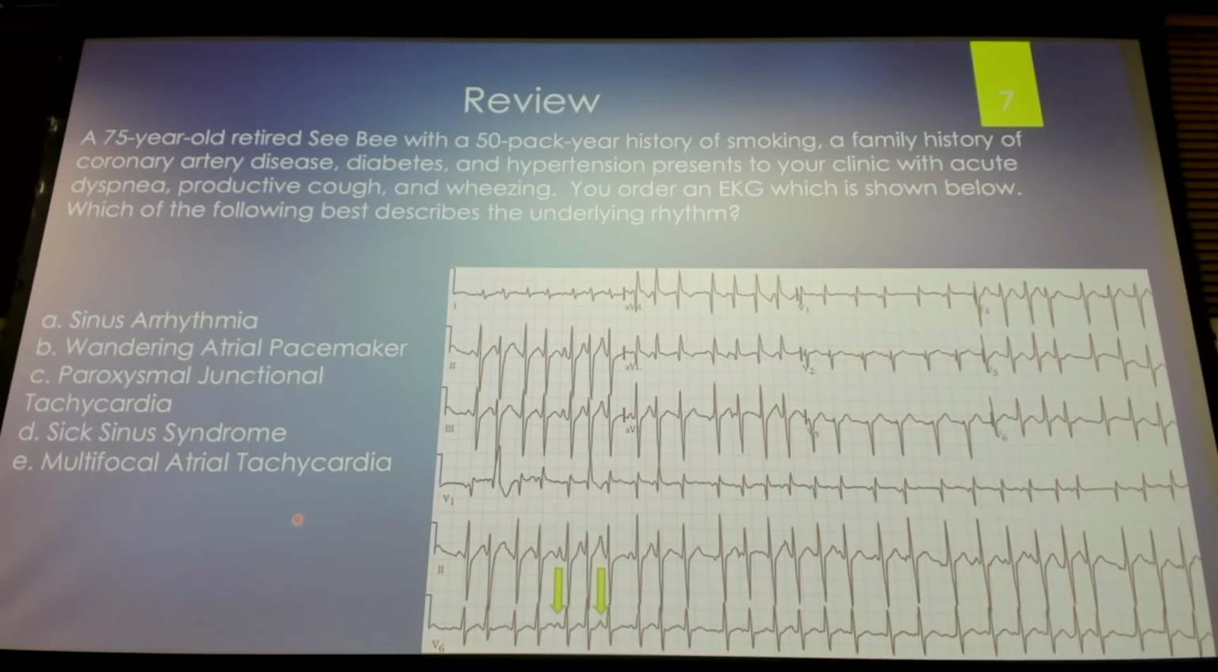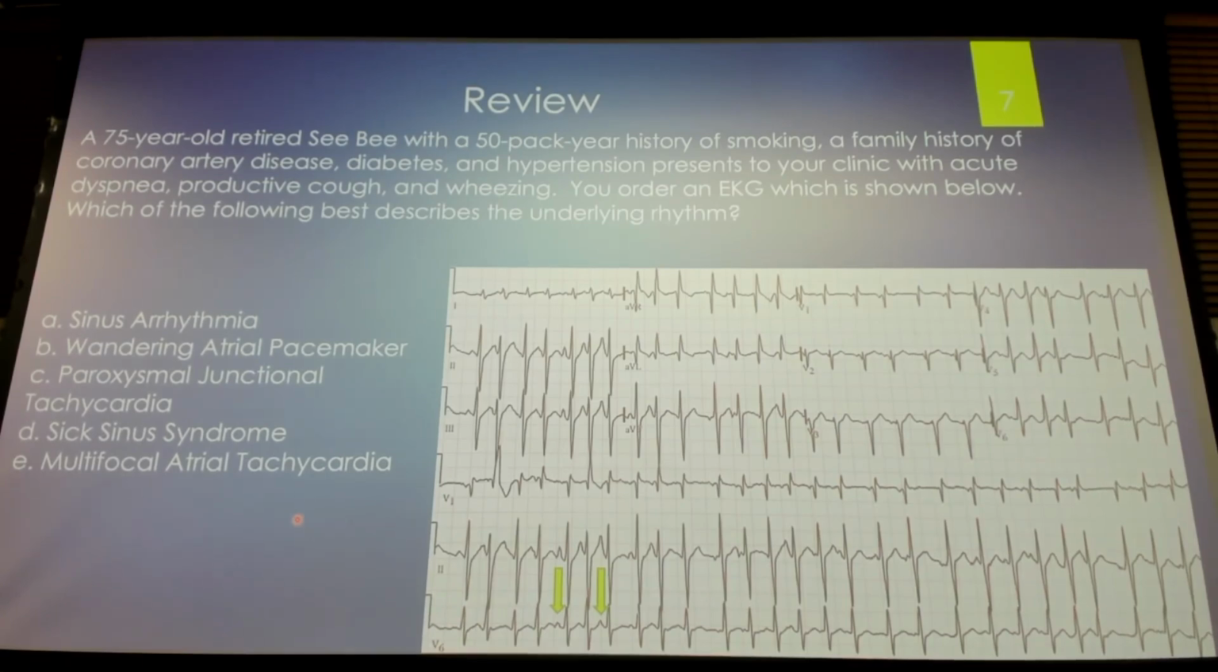So this might be something similar to the stem that you will see. You see there I put a family history of blah, blah, blah. Well, that's exactly what that is. That's fluff stuff. That's what we do to make these stems longer. But you've got to figure out first, which of the following best describes the underlying rhythm? That's my question. Let me look at the answers and then let me go back to the question and see what the history of this patient is.